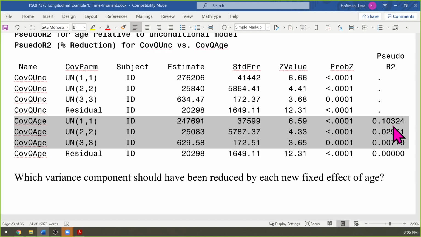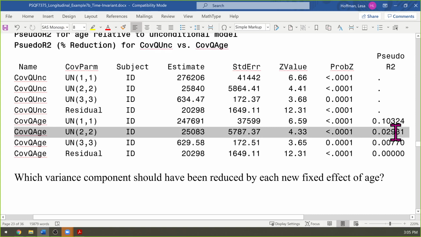Got one vote for age by itself. That is correct. So the main effect, so to speak, age by itself, adjusts the intercept. As a consequence, the intercept variance has been reduced by 10%. 10% of all the reasons why some people started out slower than others is because of their chronological age. 90% of the reasons we don't know yet.